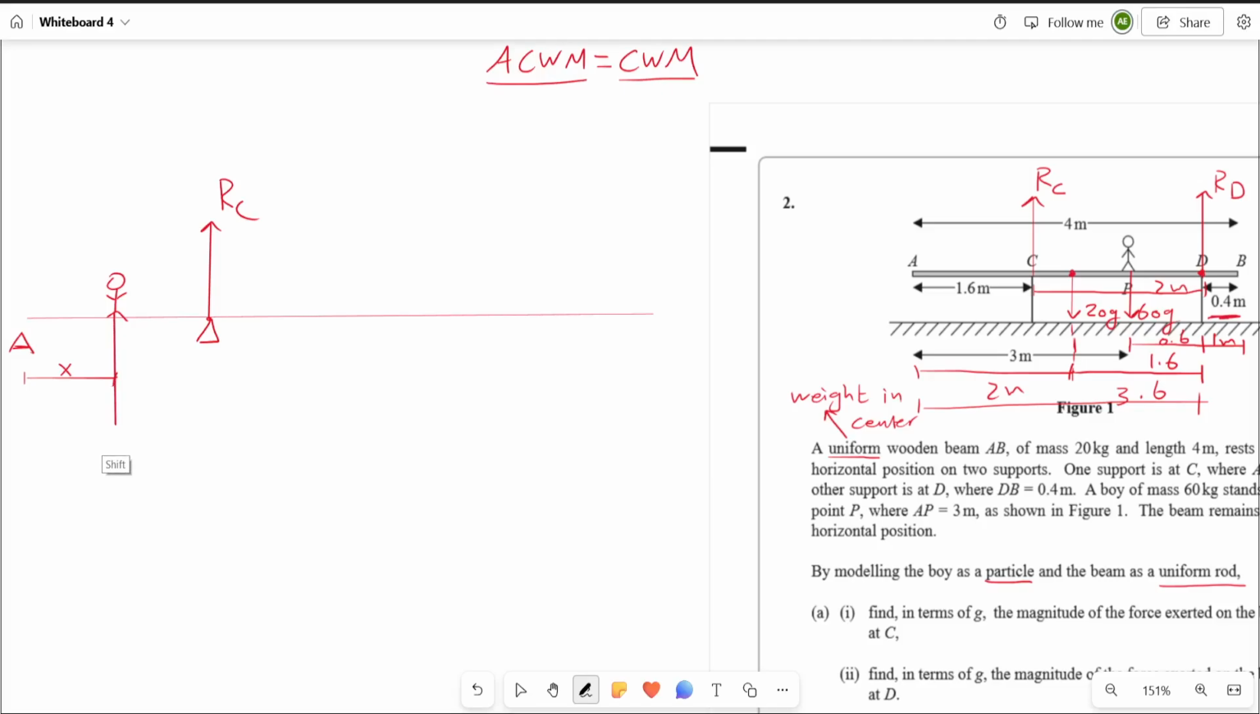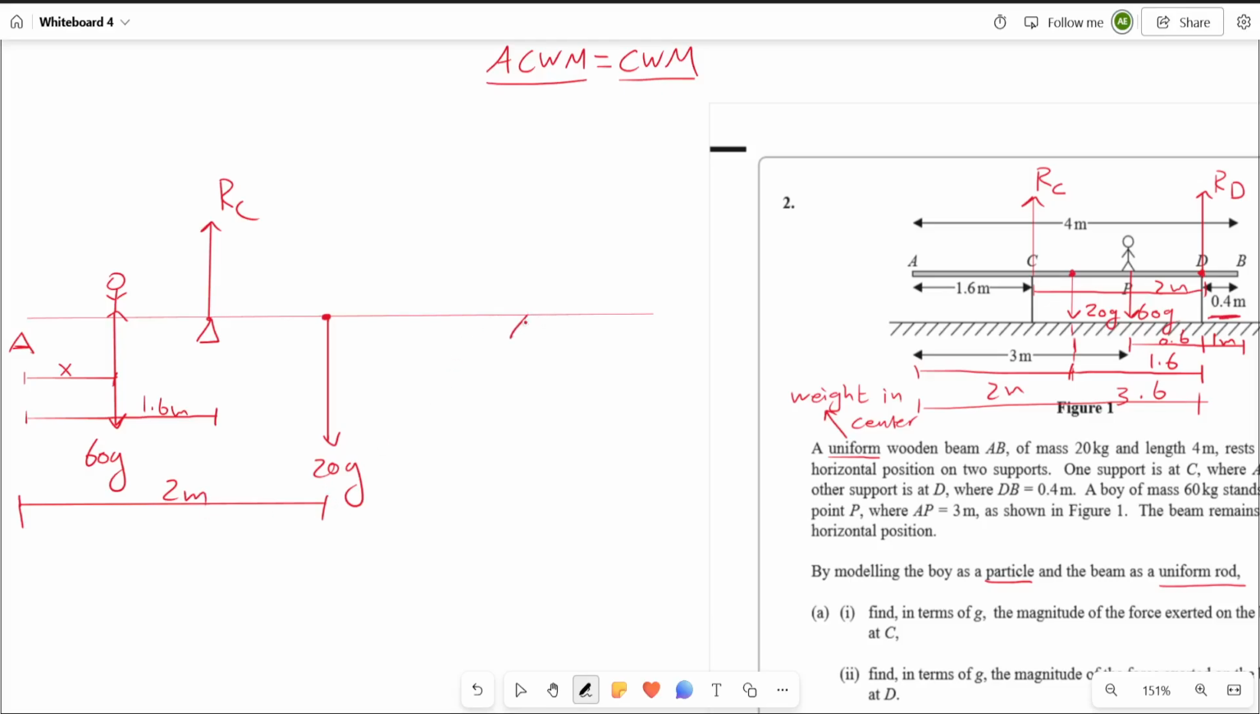So we're going to keep it as 60g. We have this as RC. What's the next thing? We have the weight of the beam, which is exactly in the middle. So we're going to have a 20g over here. Let me draw the dimensions now. So I know that RC is 1.6 meters from A. And I know that until the weight, this is exactly 2 meters.